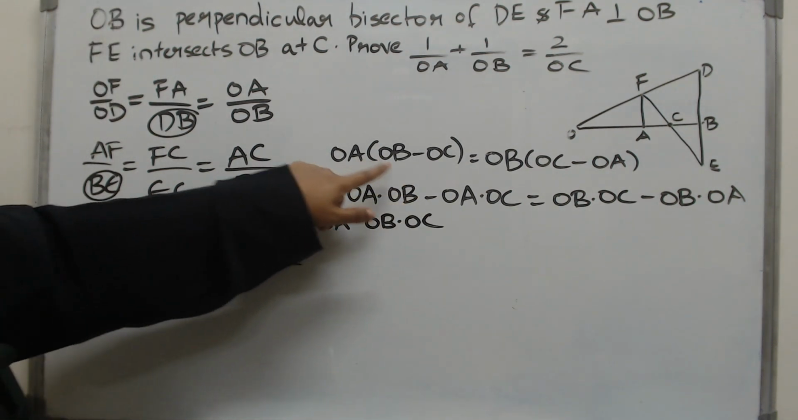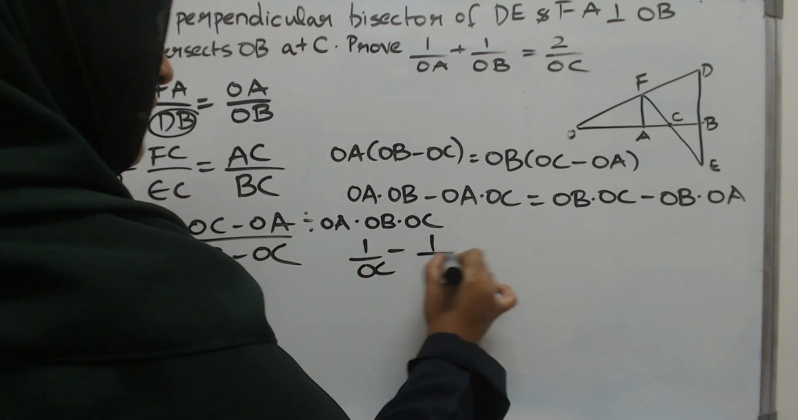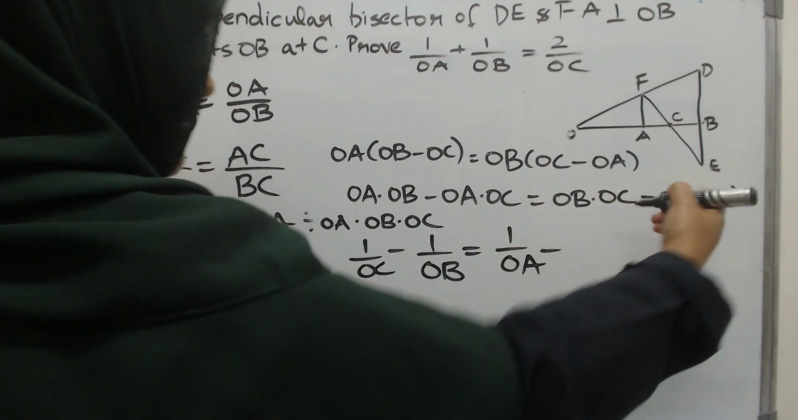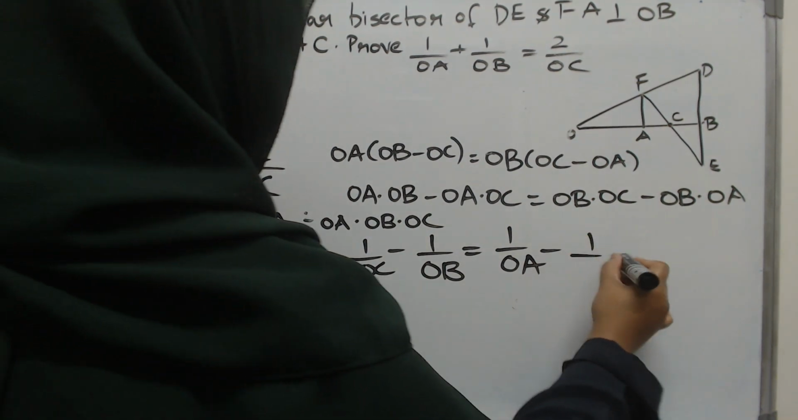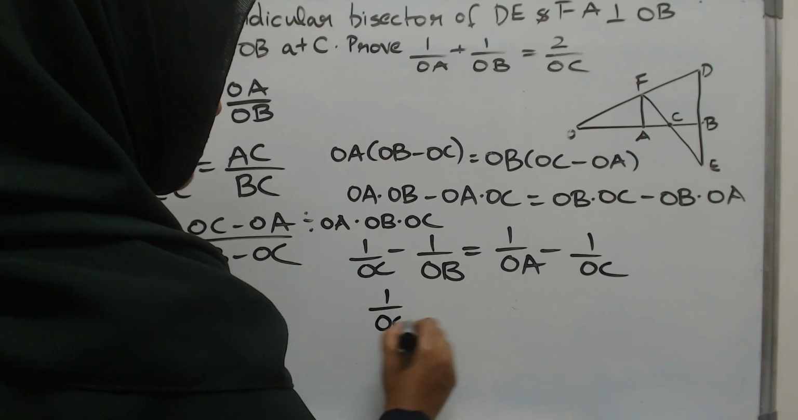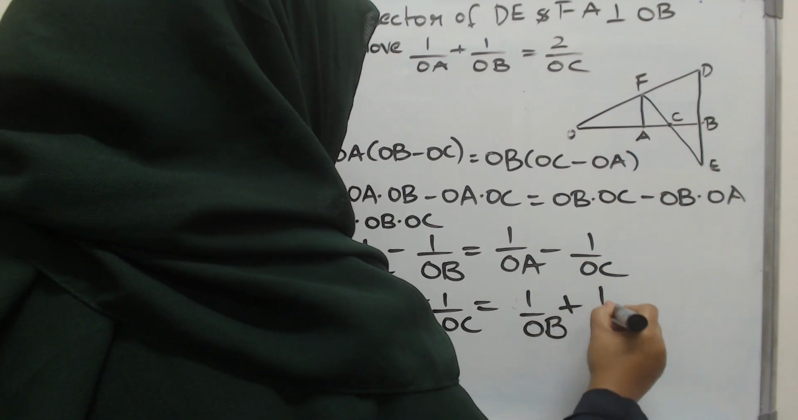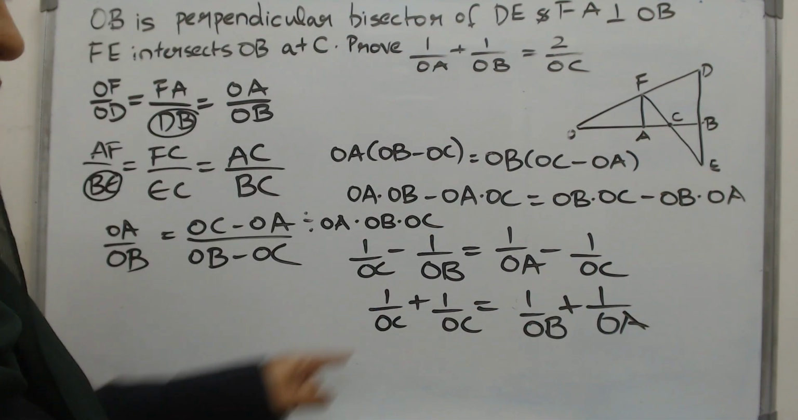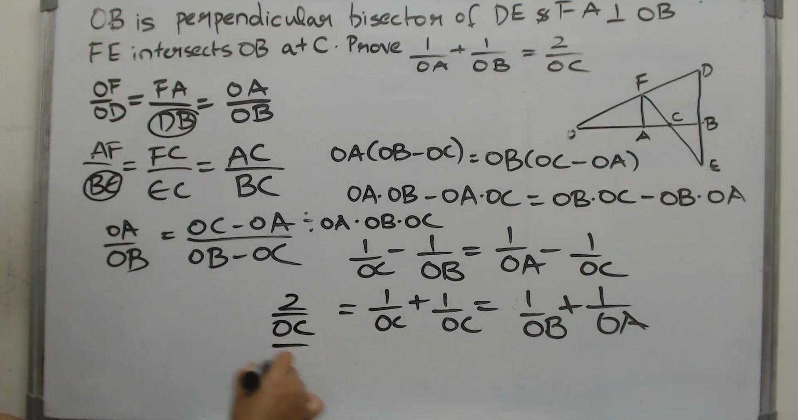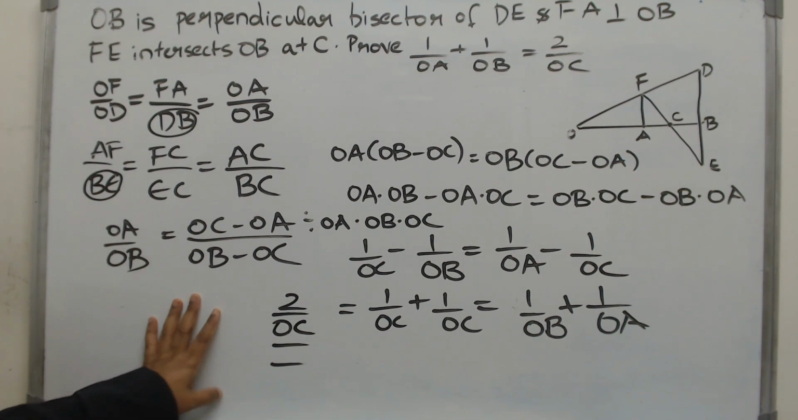Then what will be the first term? It will be 1 by OC. What will be the second term? It will be 1 by OB. What about this term? It will be 1 by OA. And this term, divide throughout by this. So why don't we take OC here? So it is OC plus OC. On transposing the terms, you get such an equation. This is equal to what? It is 2 by OC. So this is the equation. This is the result that you were looking for.